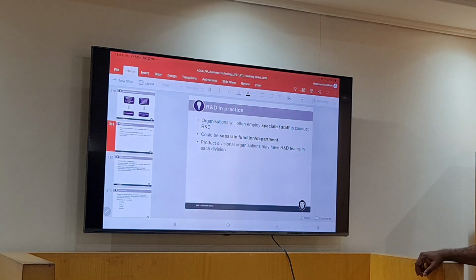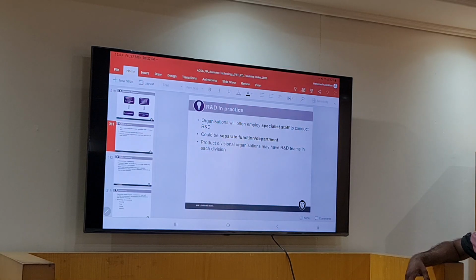Research and development in practice: organizations will often employ specialist staff to conduct R&D, obviously. Not everyone can do R&D. It could be a separate function or department, obviously. Product divisional organizations may have R&D teams in each division. Like the Samsung company. Samsung Mobile, Samsung Tab, Samsung TV, Samsung computers. So each product will have their own development team.